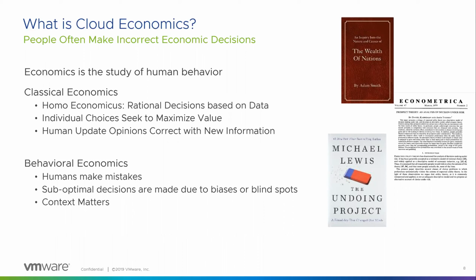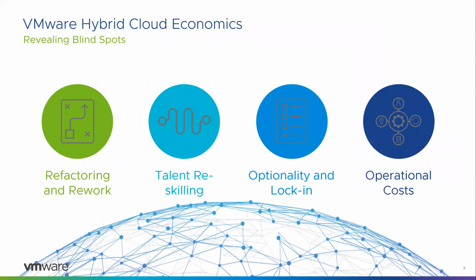But the key point relative to economics is people often make incorrect economic decisions, especially when dealing with the cloud. What we see generally is that there are 4 types of blind spots, or that are triggered from biases that people make when they make cloud decisions.